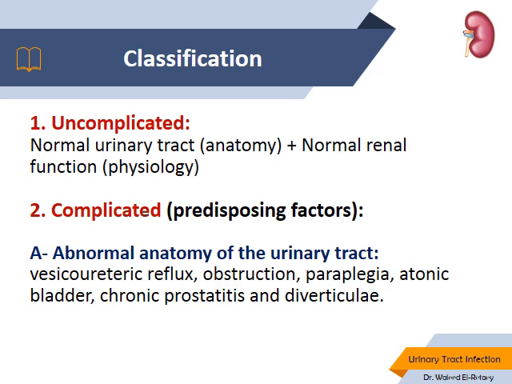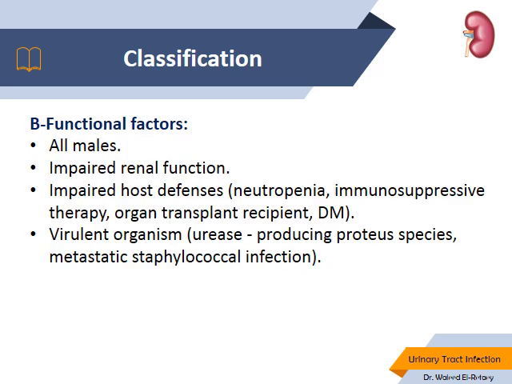Abnormal anatomy of the urinary tract includes vesicoureteric reflux, obstruction, paraplegia, atonic bladder, chronic prostatitis, and diverticulum. And functional or physiological predisposing factors: all males are considered a predisposing factor for complications if the urinary tract infection occurs.